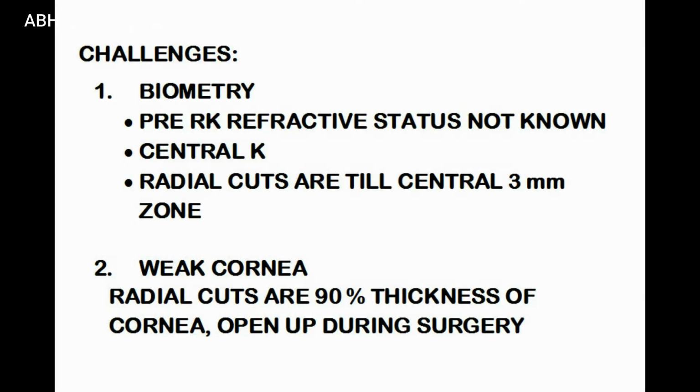We face some challenges in such cases. It is difficult to calculate accurate IOL power as the central cornea is irregular, and in the present case the pre-RK refractive status is also not known and radial cuts are involving the central 3 mm cornea. Next, a bigger challenge is weak cornea, that is, radial cuts in radial keratectomy can be up to 90% deep, and these leaflets can open up during surgery because of direct manipulation or tremendously increased intraocular pressure, which can go up to 60 to 70 millimeters of mercury.